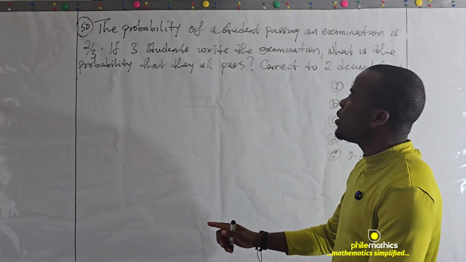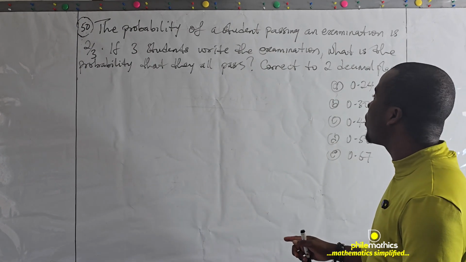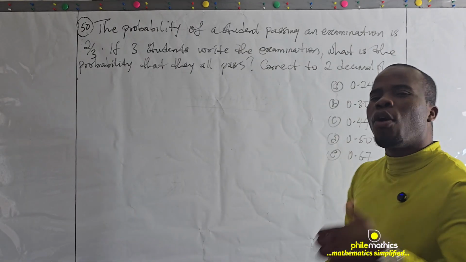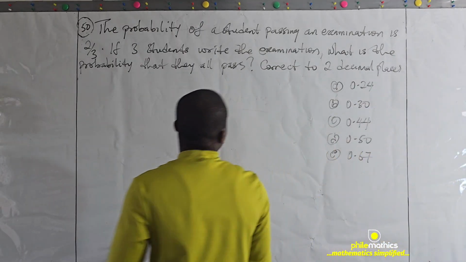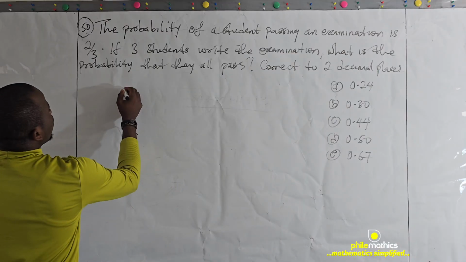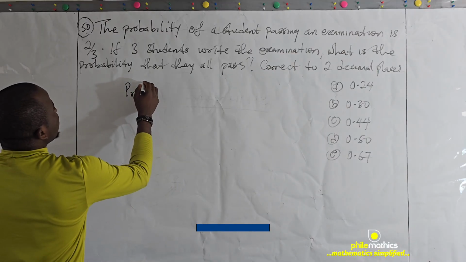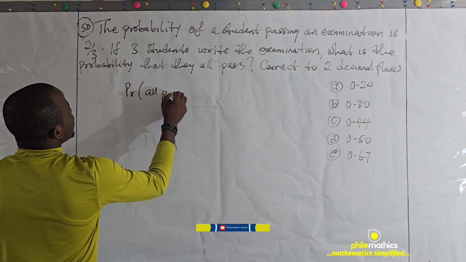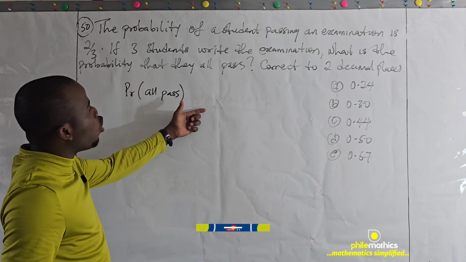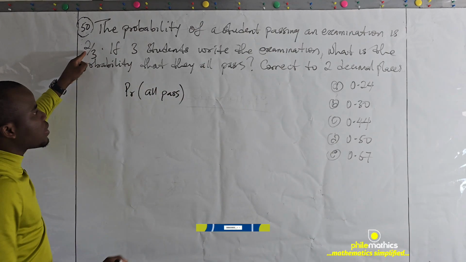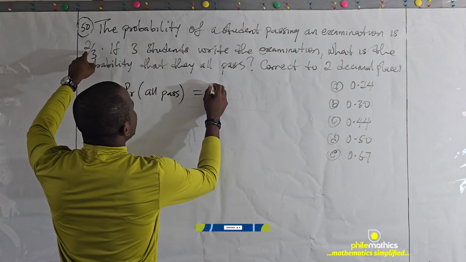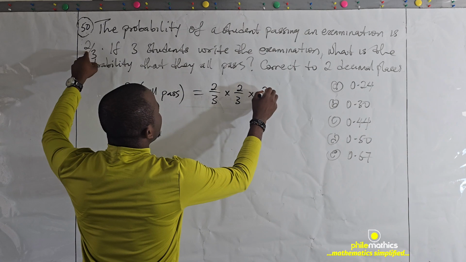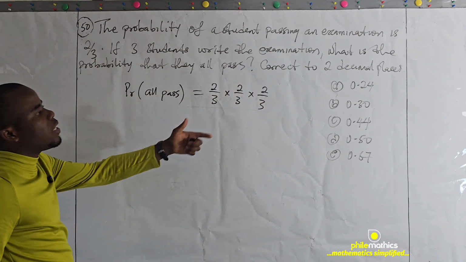The probability of a student passing an examination is 2 over 3. If 3 students write the examination, what's the probability that they all pass? Correct to 2 decimal places. So the probability that all pass is the product of the probability that a single one passes. Is simply 2 over 3 times 2 over 3 times 2 over 3. This is the probability that they all pass.